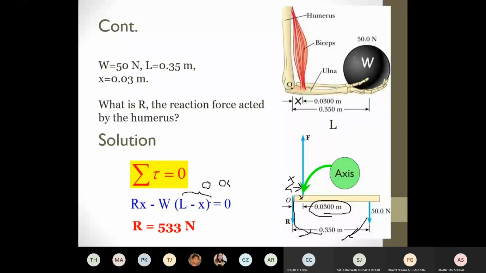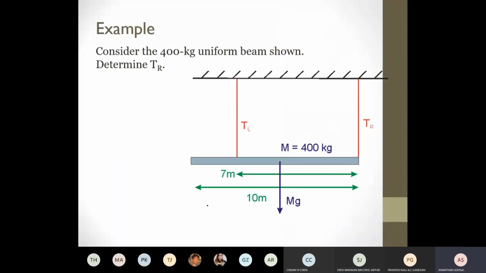Any questions? Okay, let's continue. Another system. Now I leave it to you, 1 minute. Consider the 400 kilogram uniform beam shown. Determine TR.